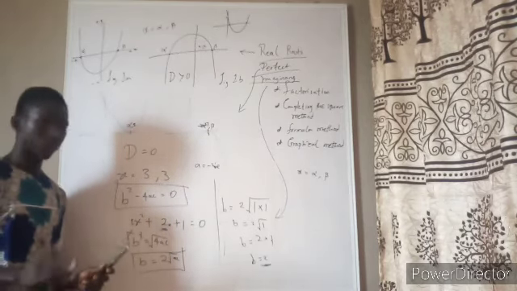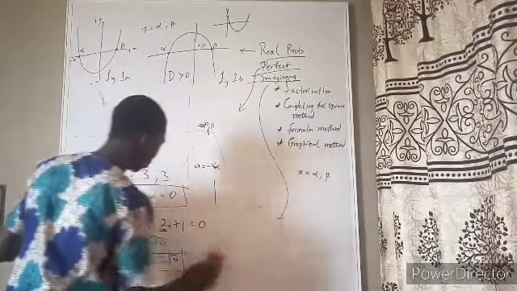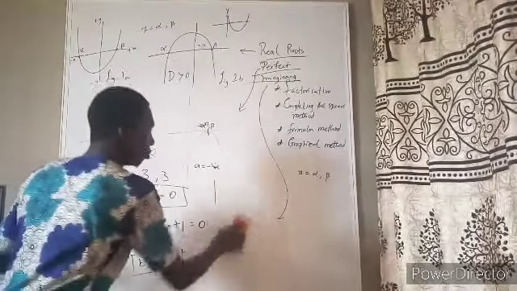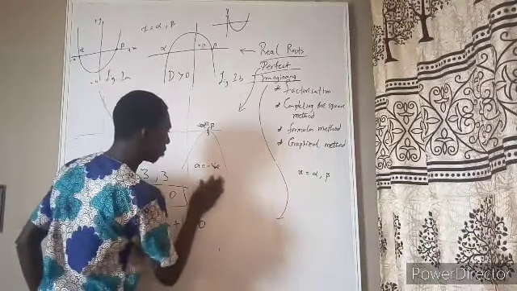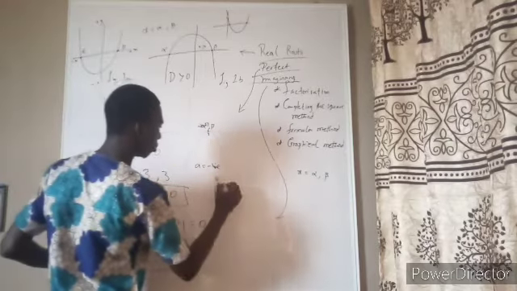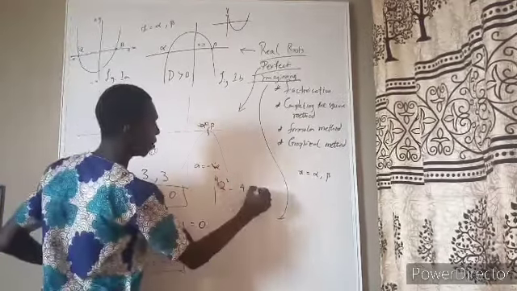I'm not sure if I'm clear yet, but let me clarify it. Let me use the general formula instead of the one I deduced. Okay, now this is the point. What's my b squared? My b here is 2, right? 2 squared minus 4 times, what's my a? 1. What's my c? 1.